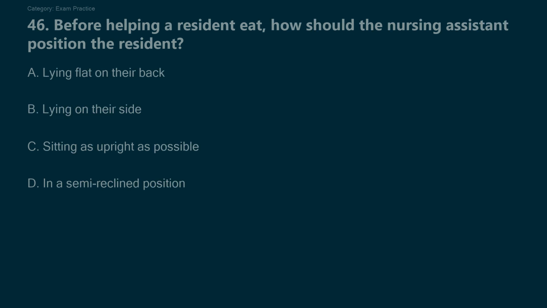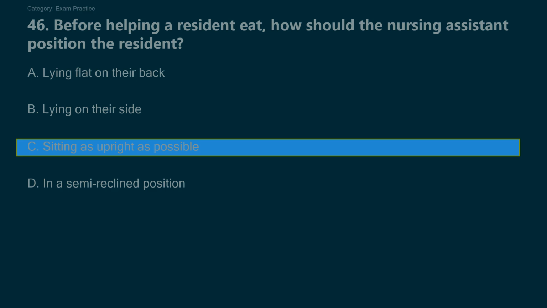Question 46. Before helping a resident eat, how should the nursing assistant position the resident? Option A, lying flat on their back. Option B, lying on their side. Option C, sitting as upright as possible. Option D, in a semi-reclined position. The correct answer is option C, sitting as upright as possible.